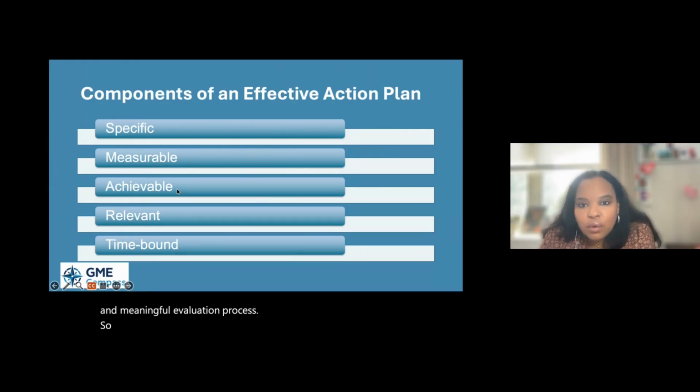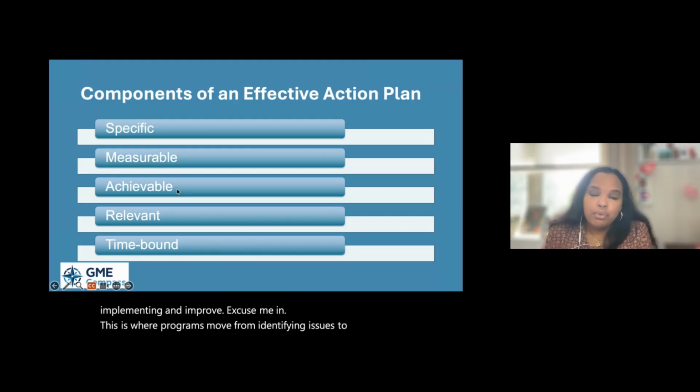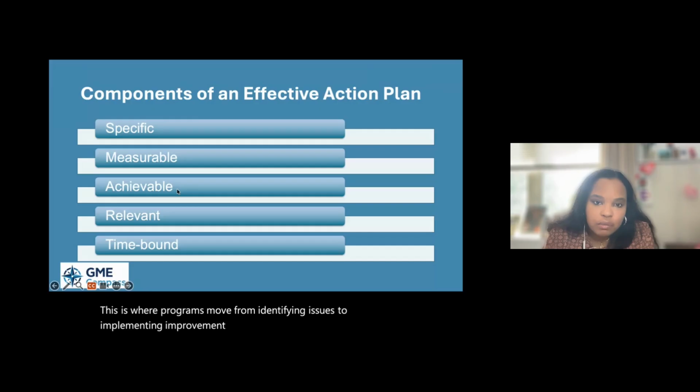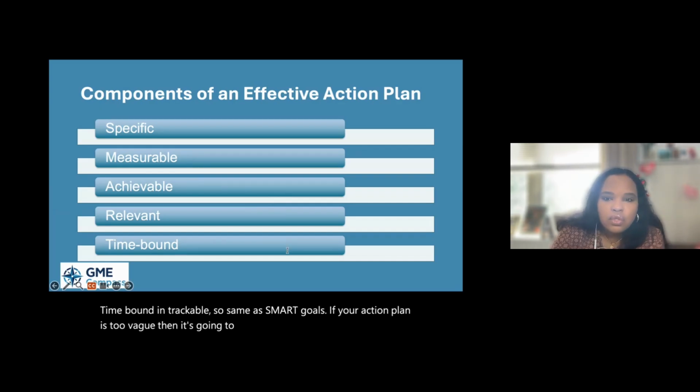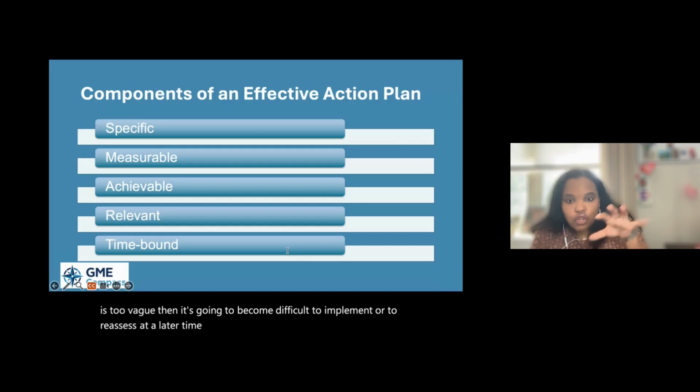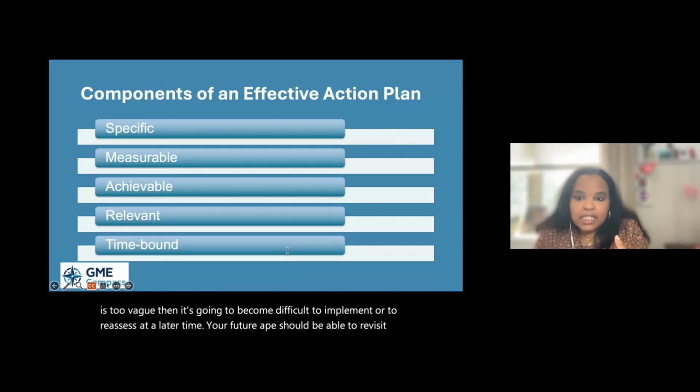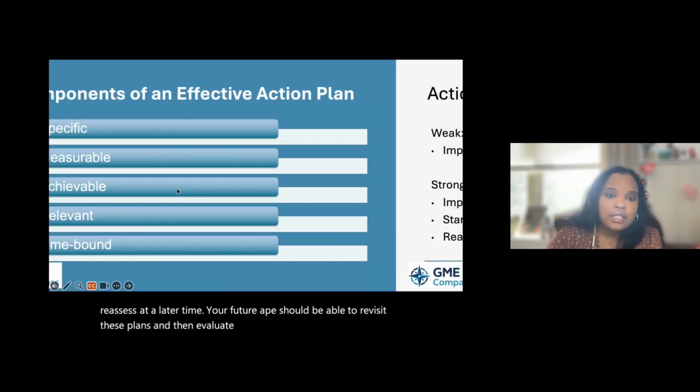So, action plans are one of those important parts of the APE. This is where programs move from identifying issues to implementing improvement strategies. Strong action plans should be specific, measurable, realistic and achievable, time bound, and trackable. So, same as SMART goals. If your action plan is too vague, then it's going to become difficult to implement or to reassess at a later time. Your future APE should be able to revisit these plans and then evaluate the progress.